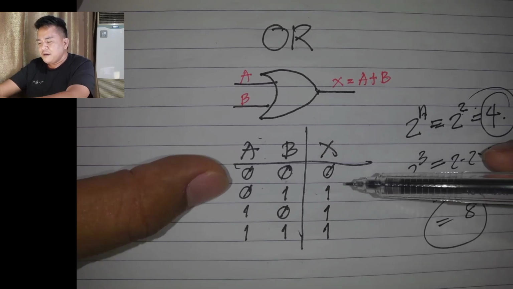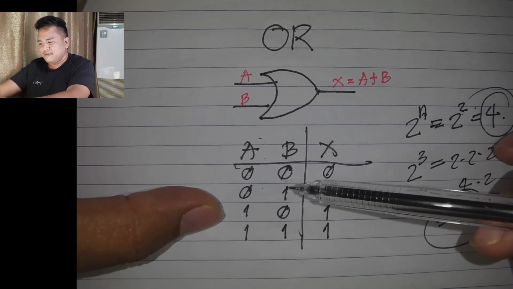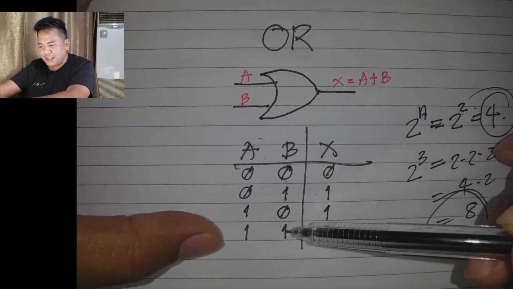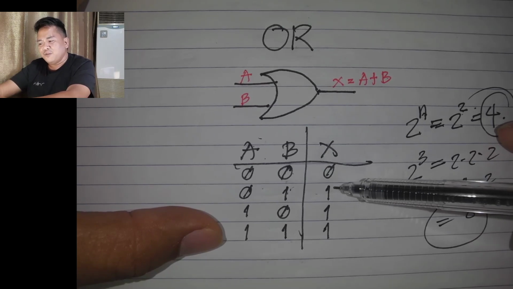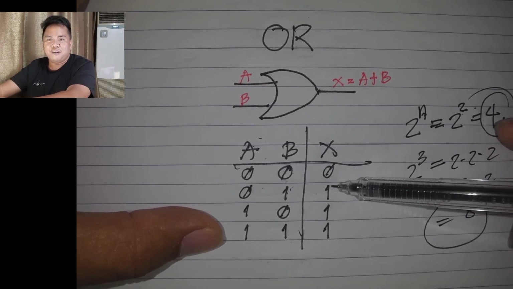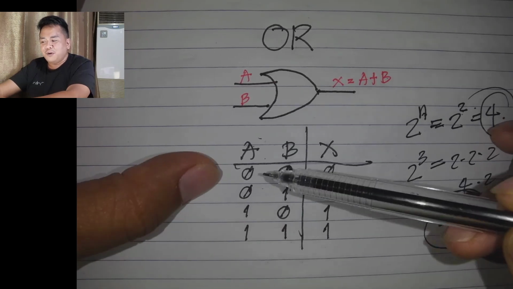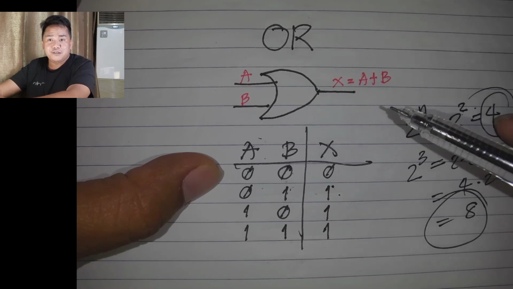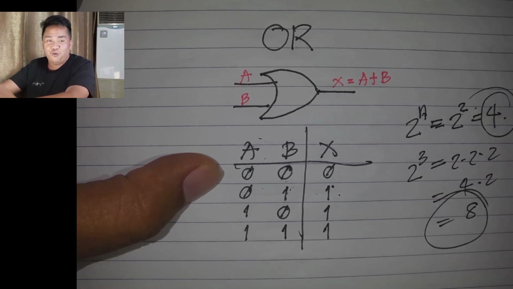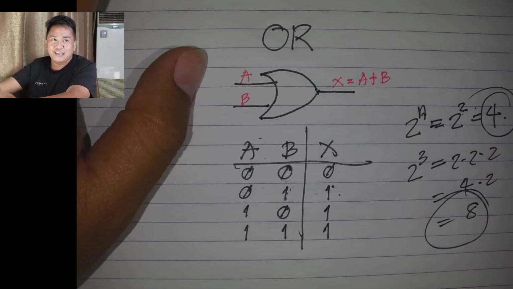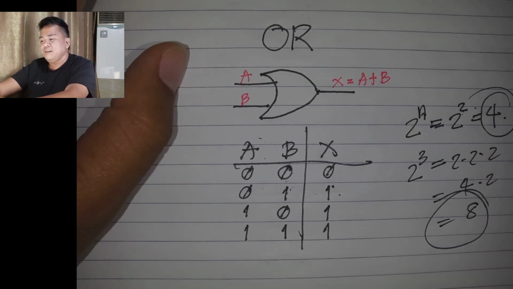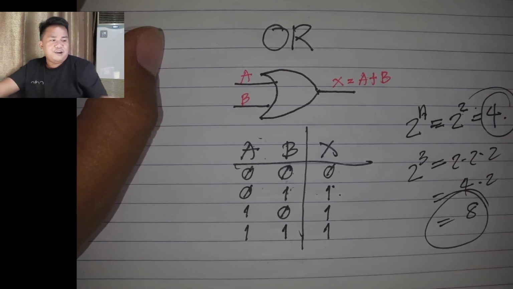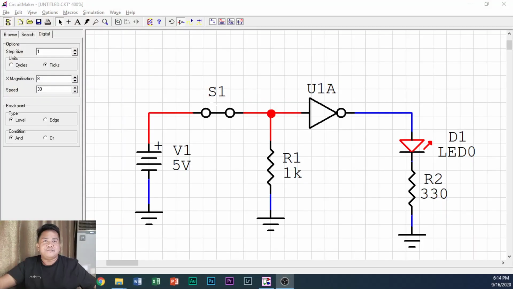In an OR gate, ito lang yung tandaan natin. If one of the inputs is 1, or both are 1, or both high, the output X is high or logic 1. If both inputs are 0 or low, the output is always low. 1 is high, 0 is low. So ito yung behavior ni OR gate. Now, tingnan natin yung simulation ni OR gate.